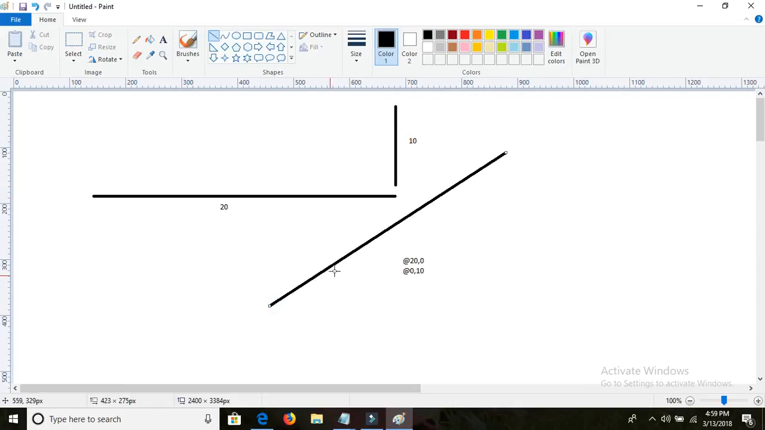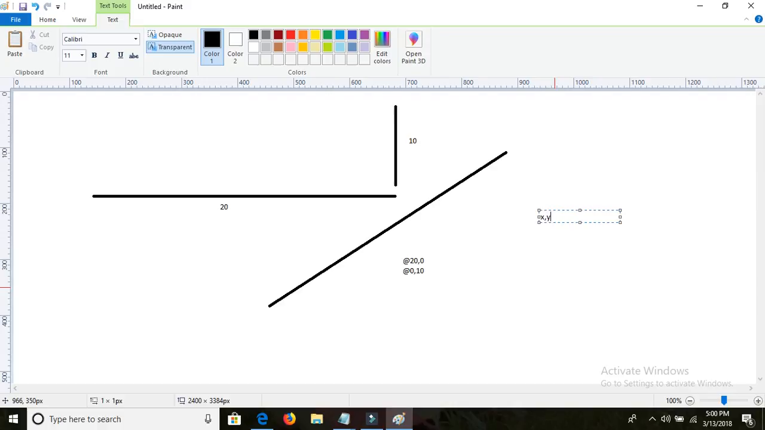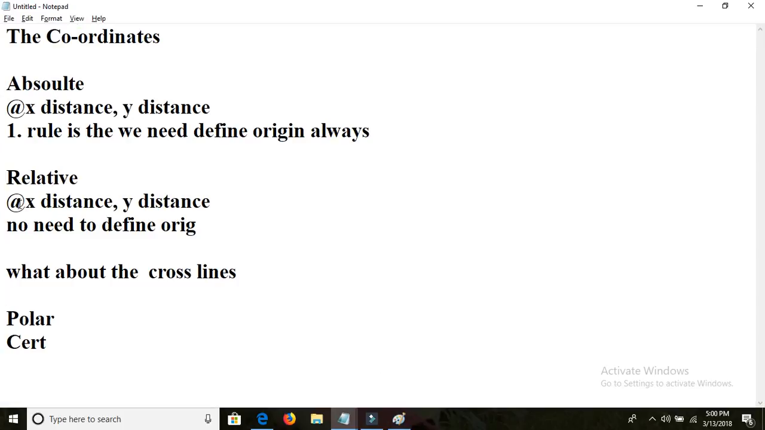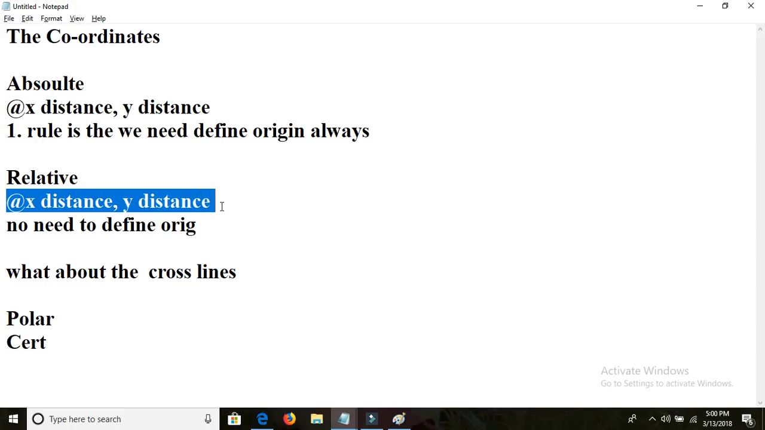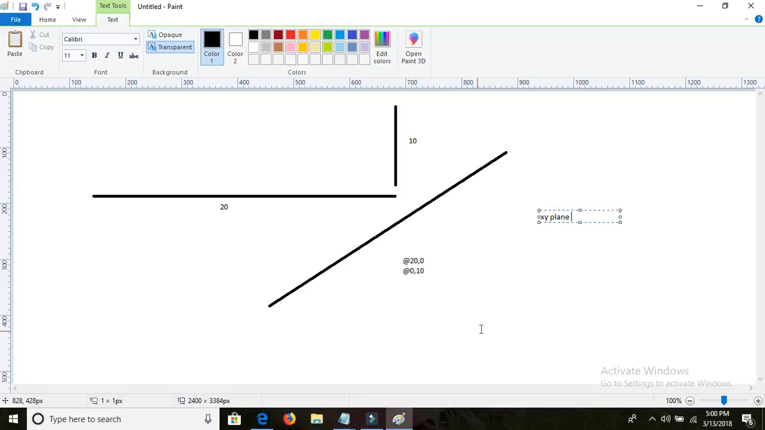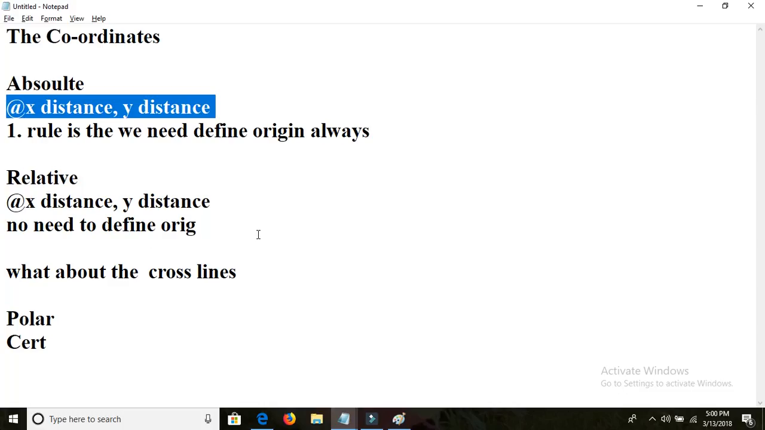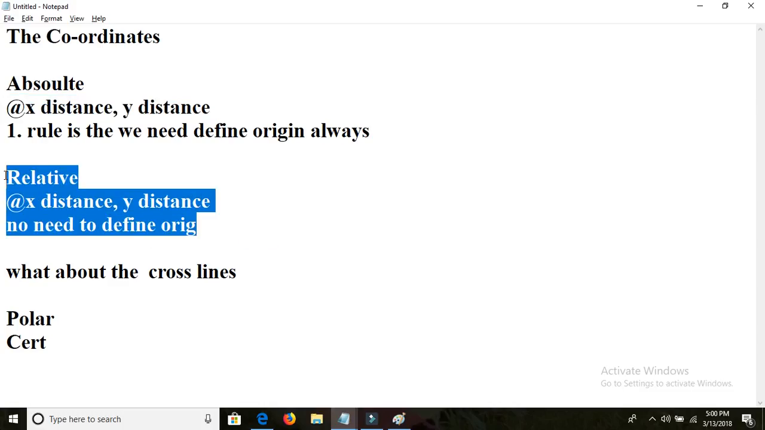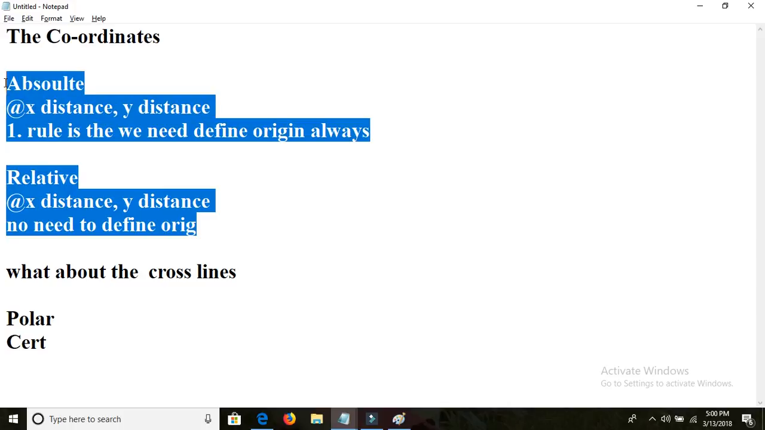It's a cross line. Now can you say which plane this line lies on? We can't say. This line lies on both x and y, so I can say the xy plane, right? But as for the syntaxes of absolute and relative, we have the syntax that is x distance and y distance. We can't directly say the x distance and y distance of this cross line. So that's the reason we are not able to draw cross lines in relative or absolute.